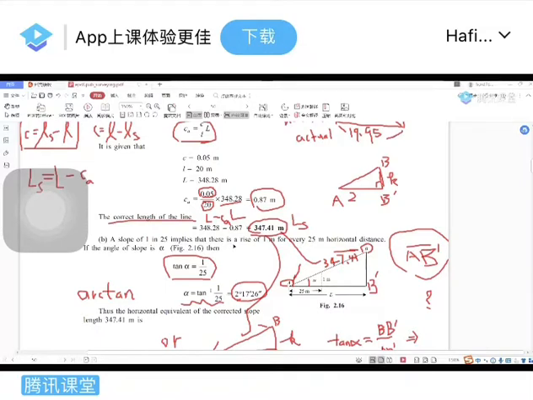Indeed, it's more like a description: a rise of 1 meter for 25 meters. So it means rise 1 meter for every 25 meters. So in trigonometry it will be interpreted like this. Anyway, so this is K. This will be 25K. Okay, now it's easy. Based on the Pythagorean theorem, K squared plus 25K squared equals AB squared. AB I already know over here.